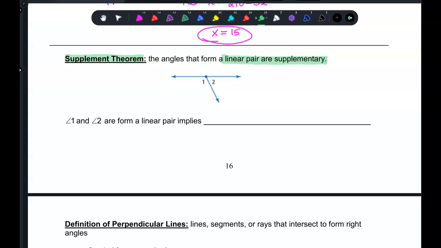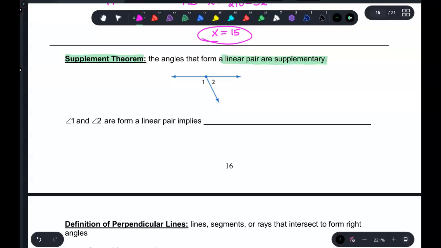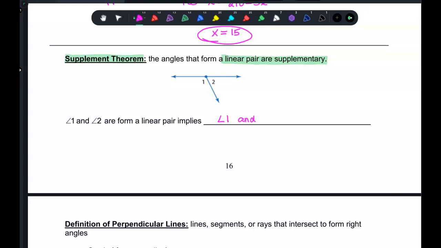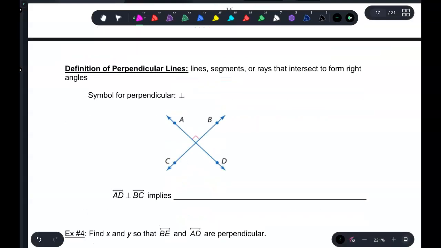So if angle 1 and angle 2 form a linear pair, I know angle 1 and angle 2 are going to be supplementary. And then if I know they're supplementary, then I know they have to add up to 180. So it all goes together. All right, again, sorry, there's a lot of definitions and theorems today, so just make a note of that.